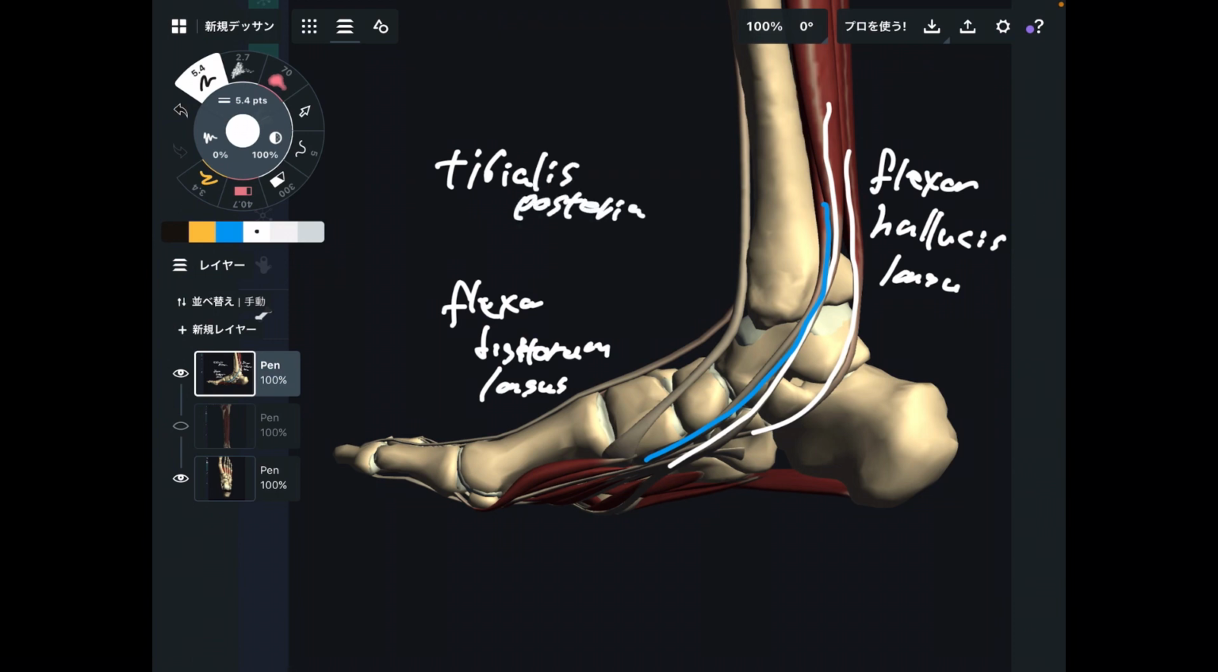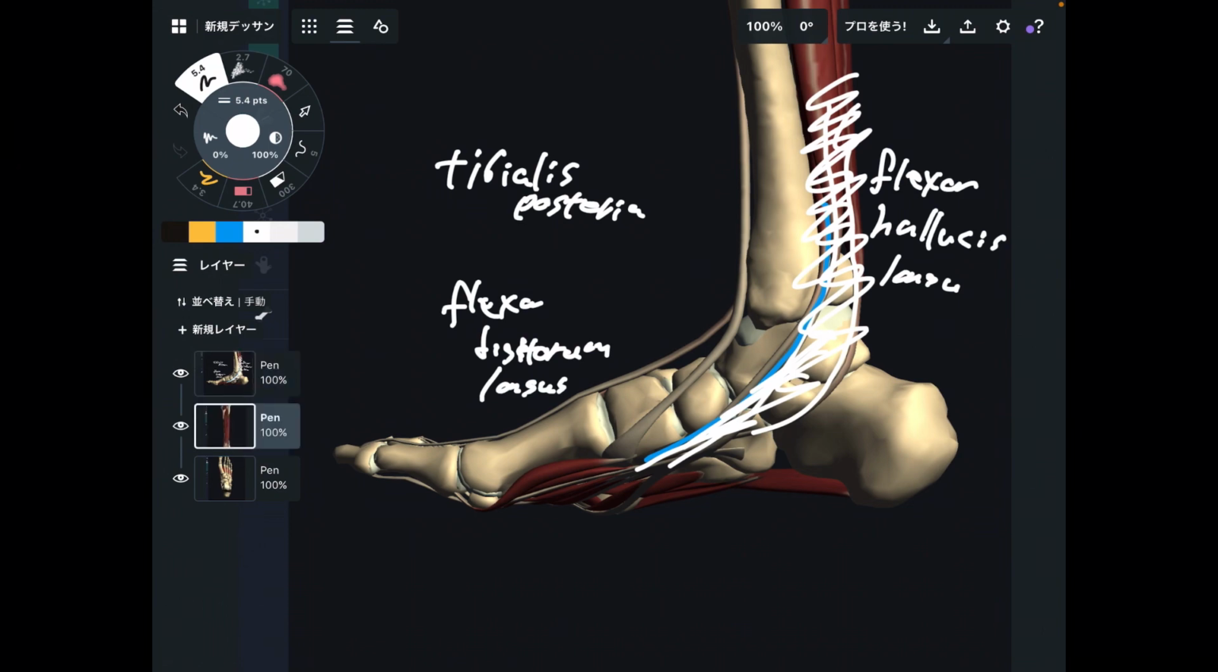I am going to explain their origin, insertion, and function. First things first, these muscles run on the posterior part of the ankle joint and the medial part, okay? Back side and medial side. Please memorize this. I will talk about this anatomical location later. Let me explain their origin first.